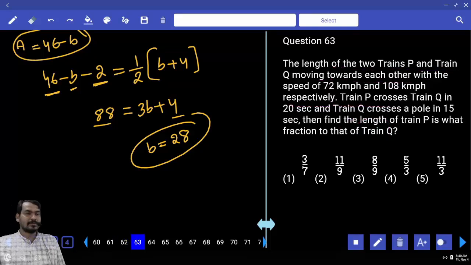Next question number 63. Two trains P and Q are moving towards each other with speeds of 72 km per hour and 108 km per hour respectively. Train P crosses train Q in 20 seconds and train Q crosses a pole in 15 seconds. Then find the length of train P as what fraction of the length of train Q.